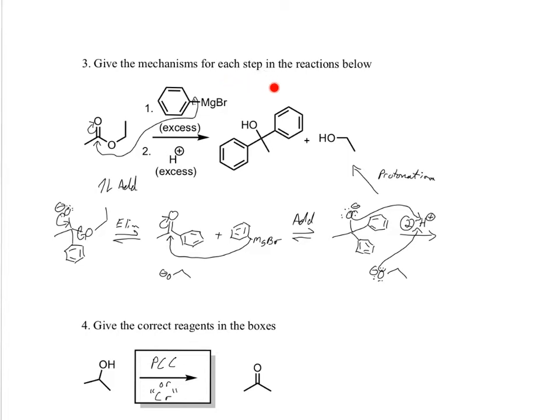Number 3, give the mechanisms for each step in the reactions below. Excess Grignard reacting with an ester. Going to add at least two Grignards, that's what you should automatically know. Going to go from an ester to a tertiary alcohol. Ester adds in, add tetrahedral intermediate, good leaving group, elimination. Now you have a ketone, another Grignard comes in, add tetrahedral intermediate, no good leaving groups.